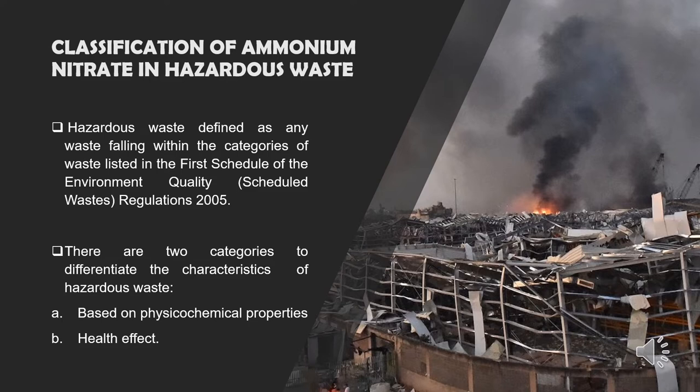So, according to the Department of Occupational Safety and Health, there are two ways to differentiate the categories of hazardous waste. First, based on physicochemical properties, and the second is based on health effect. There are five hazard categories for physicochemical properties, which are explosive, oxidizing, flammable, extremely flammable, and highly flammable. For the health effect, there are also five categories, which are corrosive, irritant, harmful, toxic, and very toxic.